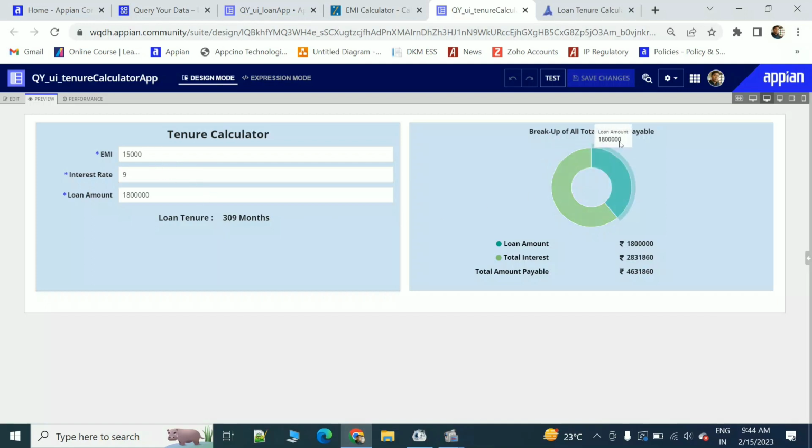The breakup for the total payable amount you can also see on this chart: your loan amount is 18 lakhs, and the total interest you have to pay is 28 lakhs. So total amount payable is 46 lakhs. So this type of information you can see here. My objective is to show you that Bank Bazaar and other websites are showing this type of information on their platform, so we can also implement these things on Appian.